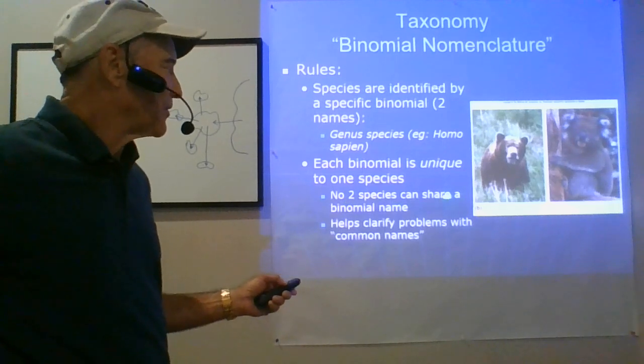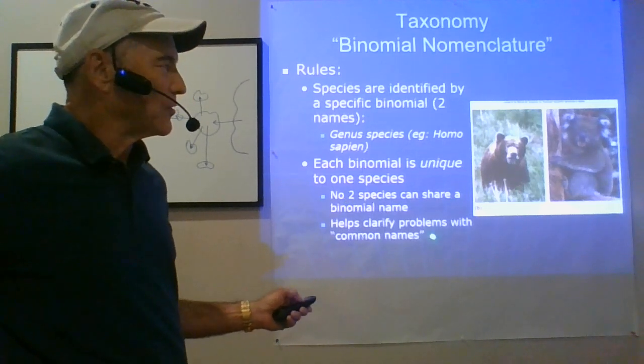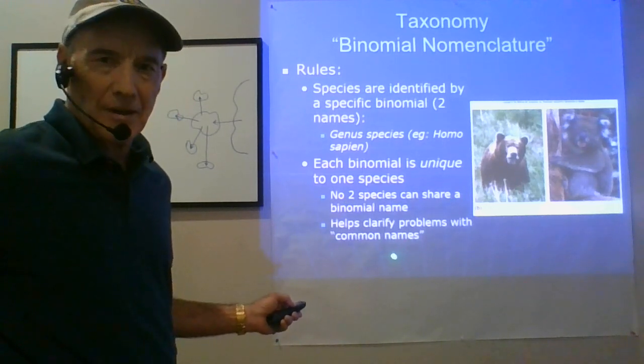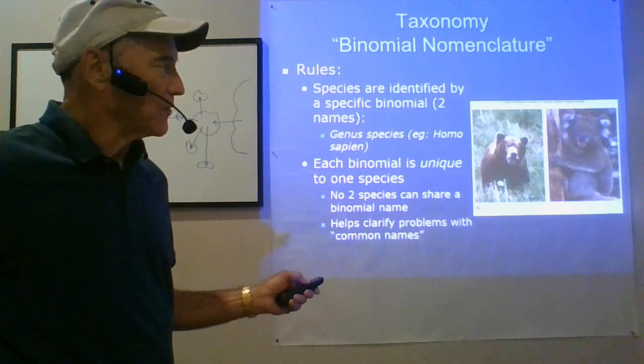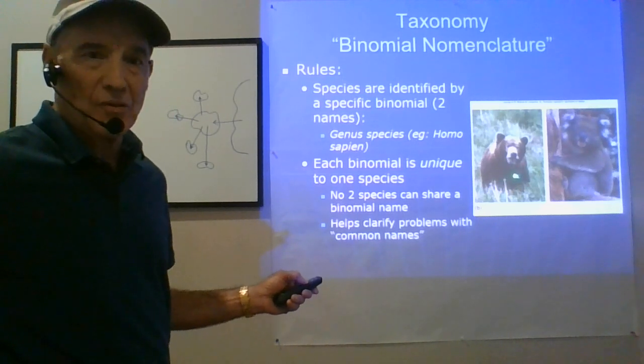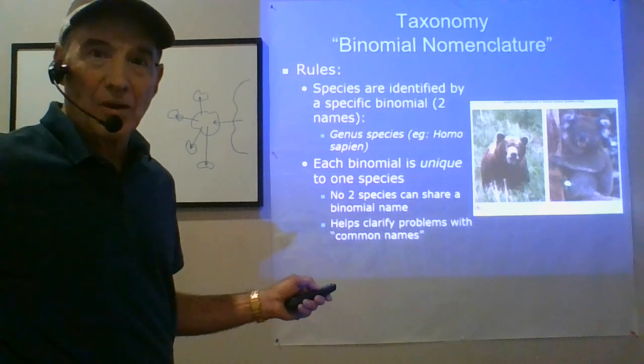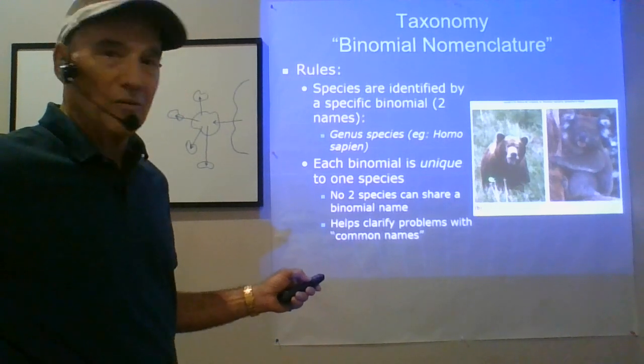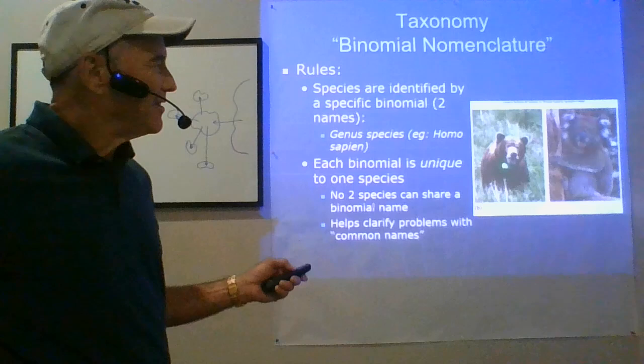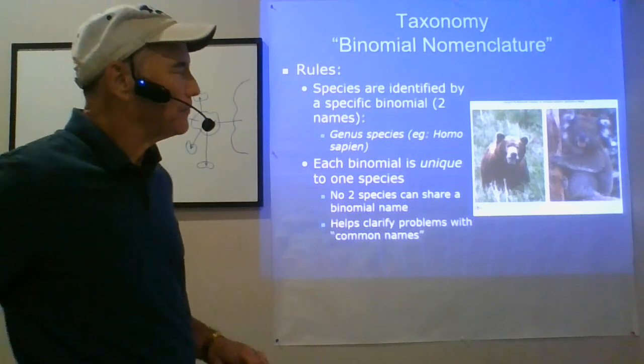No two species can share a binomial name. This helps to name things better than just common names. For example, here's two bears, and they're just not related. A koala bear and a brown bear.